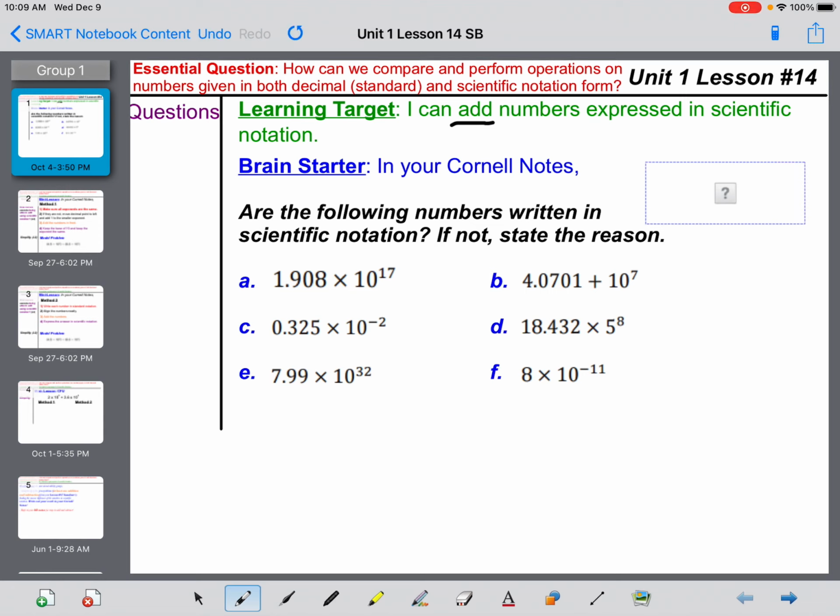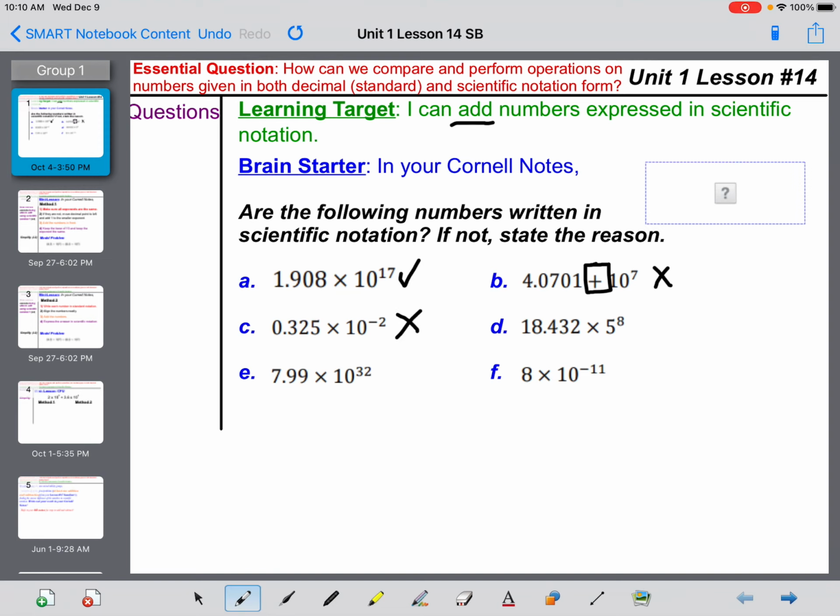The brain starter is asking if any of these examples are written in scientific notation properly, and if they're not, let's state the reason why they're considered not in scientific notation. So letter A is written in scientific notation, that is correct. Letter B is not, because if we take a look at this plus sign, it's supposed to be a times 10 raised to an exponent.